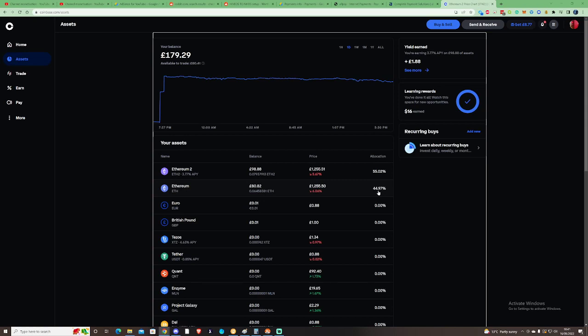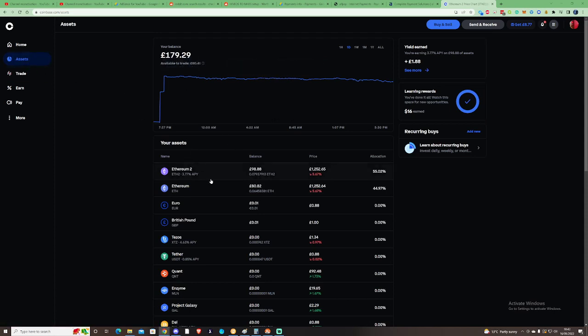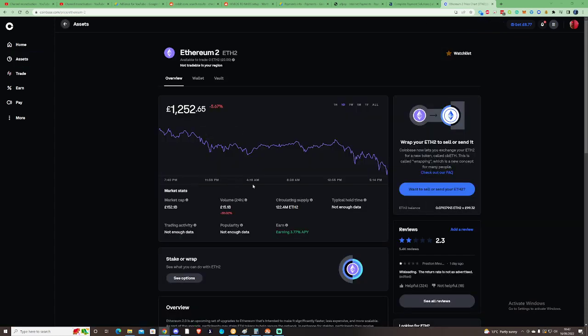Invest your Ethereum that you've mined prior or that you've bought and stake it into Ethereum 2 on Coinbase. So what you're going to need to do is either one, already have a Coinbase account, or two, follow the link that I will provide in the description for you. But what you're going to need to do is, once you find yourself on the Asset tab on your Coinbase account, click on either the Ethereum that you have or click on the Ethereum 2.